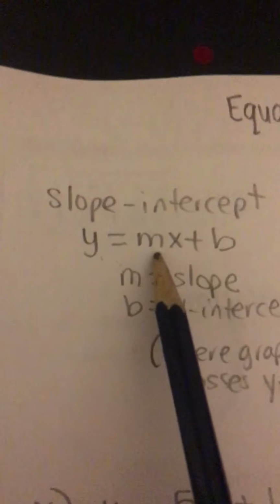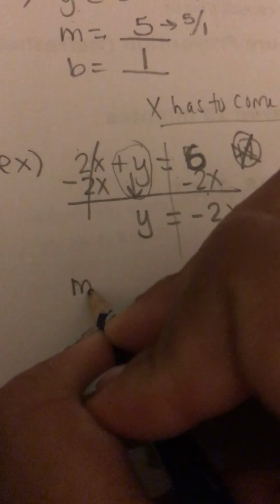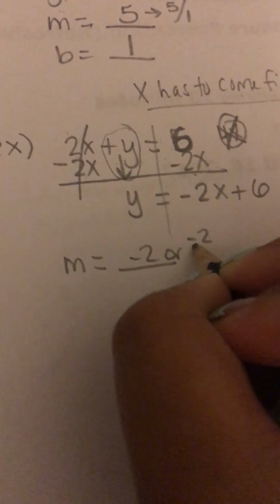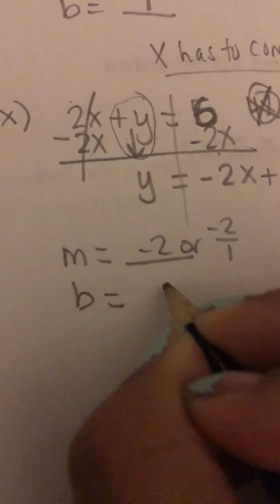Why does x have to come first? Because that's what happens in the slope-intercept form. It's mx plus b, so x has to come first. So now we have it in the right form. We can say our slope is equal to -2, or the fraction, which I prefer. And then your y-intercept will be 6.